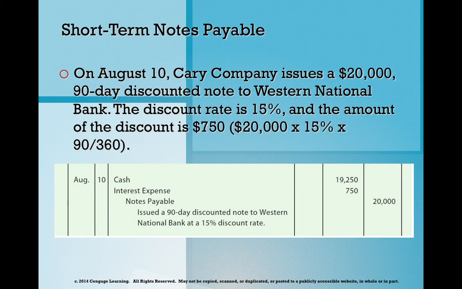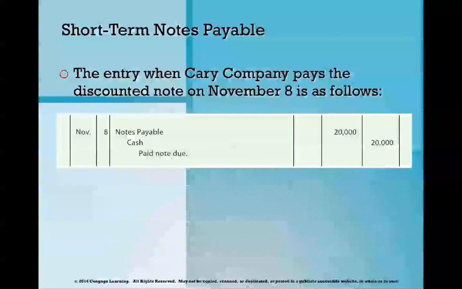You receive less cash than $20,000. The difference is interest expense. Okay, your proceeds are $19,250. When they pay the note, then they debit note payable, credit cash for $20,000, and that's it. It's like you pay the interest up front, at the beginning, not at the end.